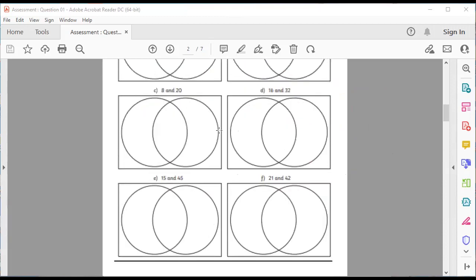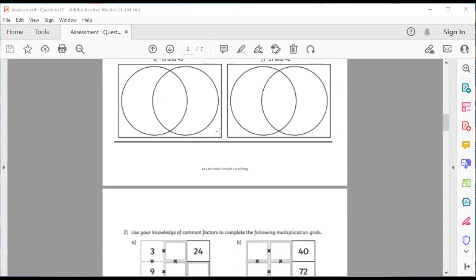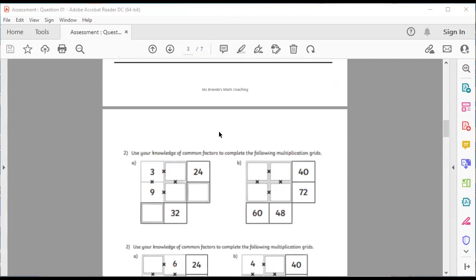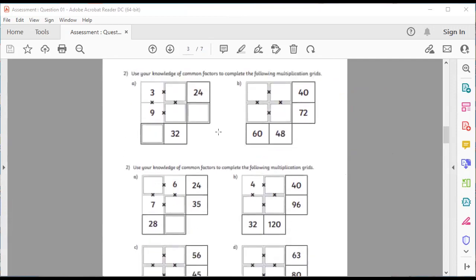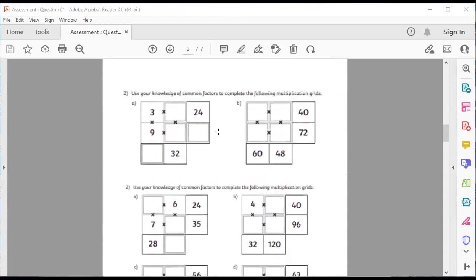Let's move on. This one has got like 6 questions. So I believe you guys can do this. Let's look at page 3. What do we have here? All this is using your knowledge of factors. We want to try to help you to actually understand what a composite number is. For example, 3 times what gives you 24? 8. Good. So 8 and 3 are the factors for 24.